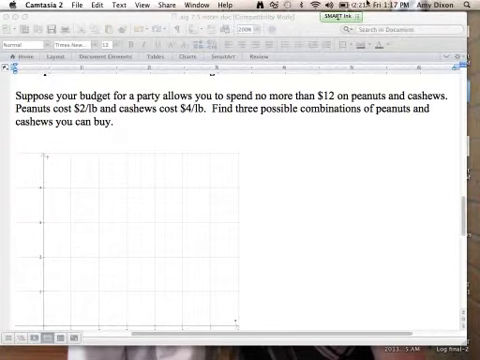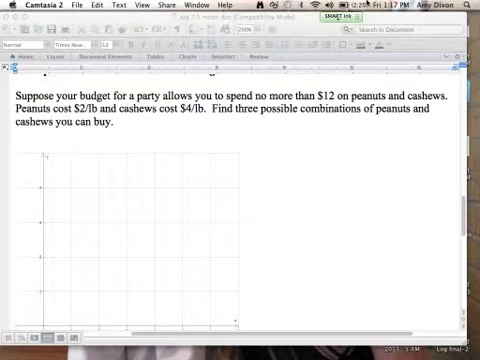All right, suppose you budget for a party and you can spend no more than $12. That statement tells you you're going to work with an inequality. Because you can spend no more than $12, which means what? You got to spend less than 12, right? Okay. And we're going to buy peanuts and cashews. We know that peanuts cost $2 a pound. Cashews cost $4 a pound. We need to find 3 possible combinations of peanuts and cashews that you can buy.